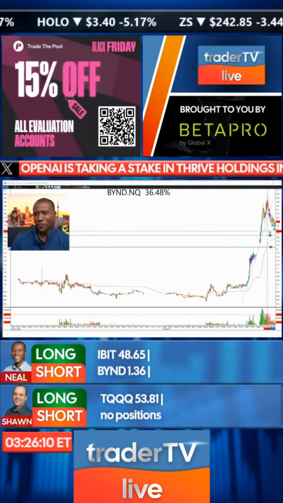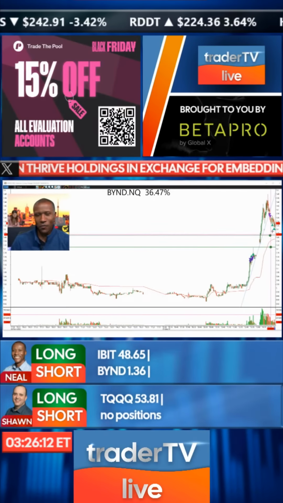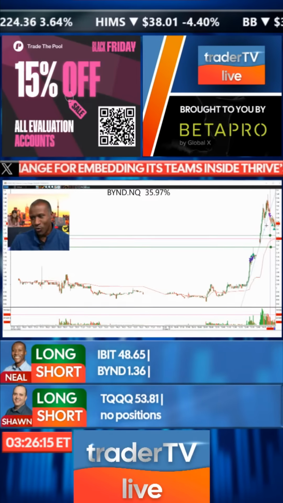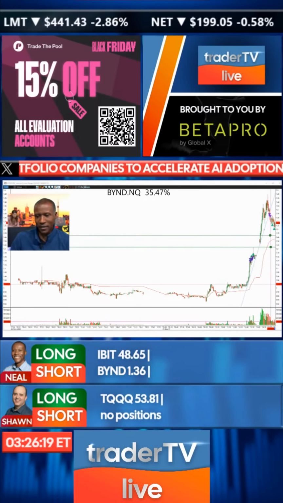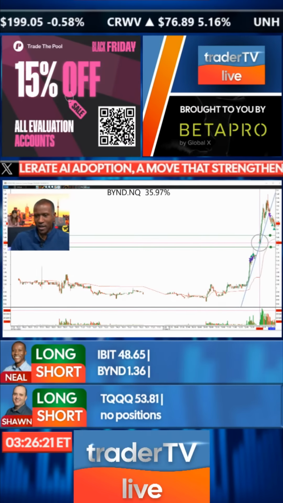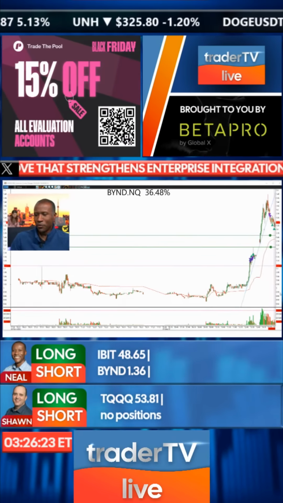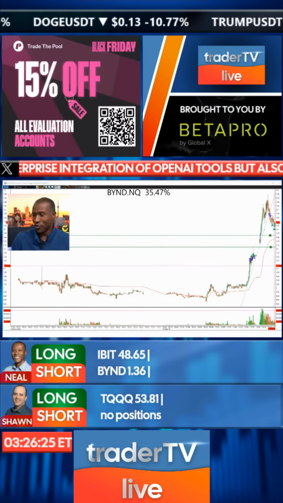So we're about halfway to VWAP now on Beyond Meat as it's sort of slowly sliding down here. Still solid volume, but it is tapering off a little bit. So volume was really good on this breakout, about $1.20, but it's really starting to taper off. And it is almost 330, by the way.